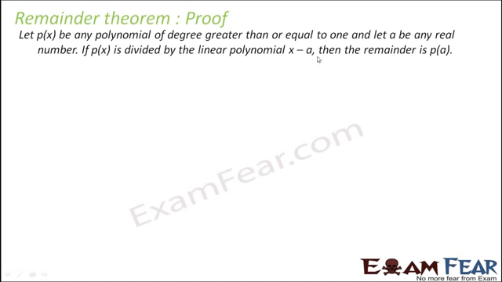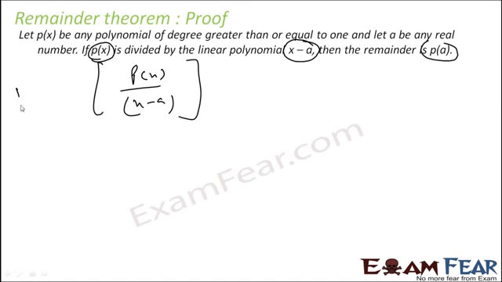Let p of x be any polynomial of degree greater than or equal to 1 and a be any real number. If p of x is divided by a linear polynomial x minus a, then the remainder is always p of a. For p of x divided by x minus a, if you want to find the remainder, it is nothing but p of a.